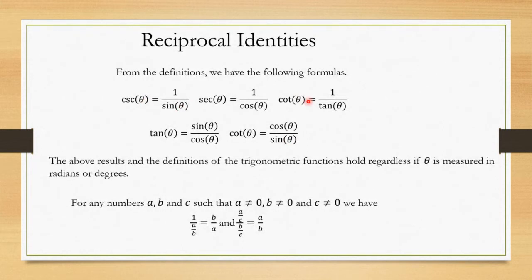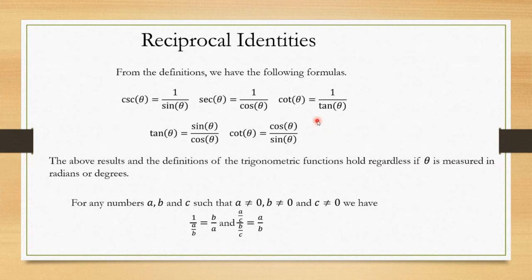And you can actually prove these easily using the definitions. Cosecant turns out to be 1 over sine of theta. Secant of theta turns out to be 1 over cosine of theta. Cotangent of theta turns out to be 1 over tangent of theta. You can prove it easily using the definitions, although it takes a little bit of algebra. Well, not much algebra, actually.